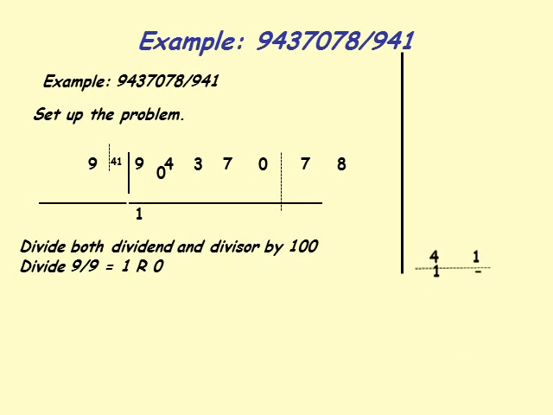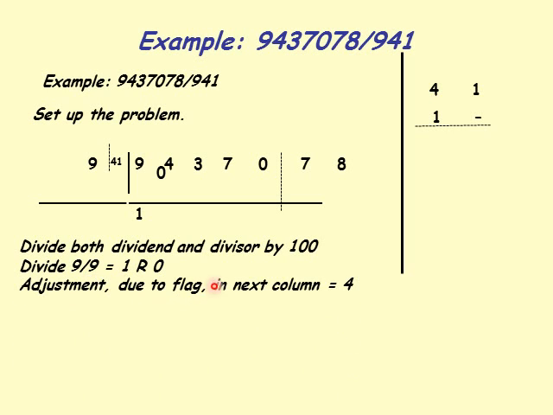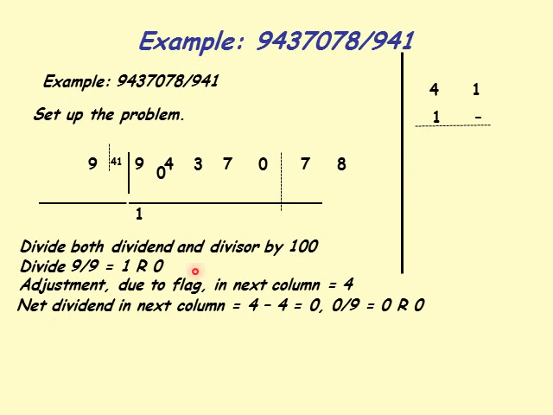Okay, let's continue. So flag digits are 4 and 1, and there is only one digit in the quotient so far. So the adjustment would be negative of 4 times 1. We would be subtracting 4 times 1, which is 4, from the next dividend position. Adjustment due to flag in the next column is 4. Now the next dividend in the next column is 4, and minus 4 from the adjustment position, which is 0.